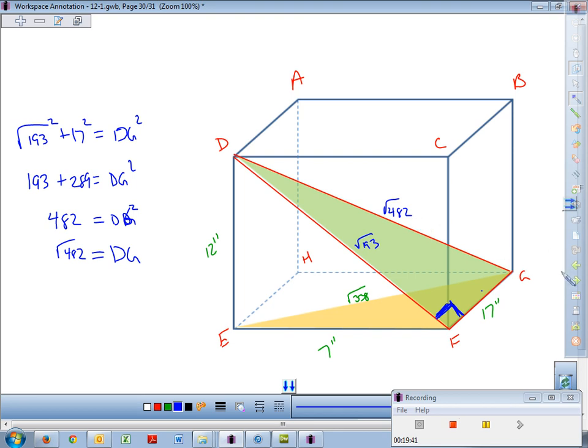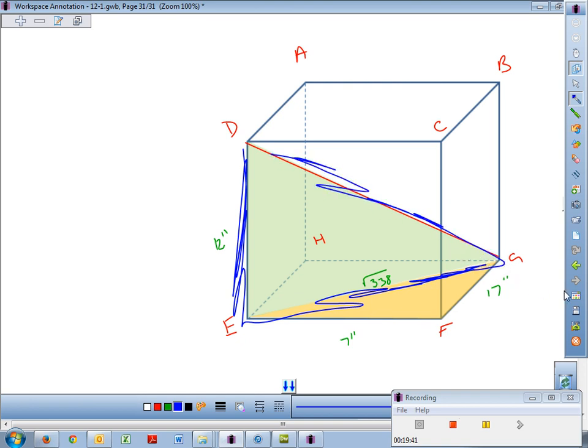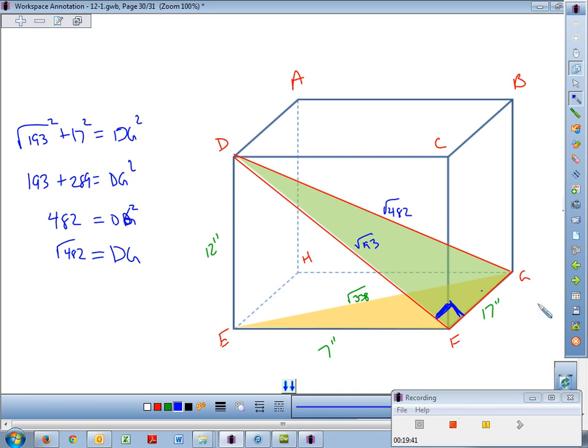And the other right triangle you could have chosen, if you didn't want to use this green one, is the one where this is 12 and this is the square root of 338, and you'd still get the same thing. It doesn't matter if you use this one or that one, it all works out the same.